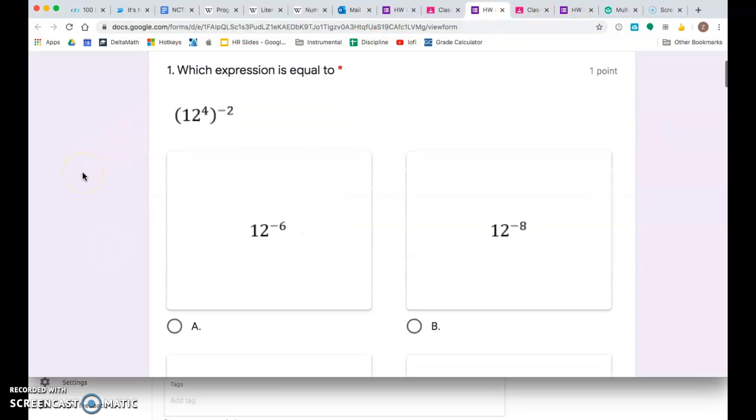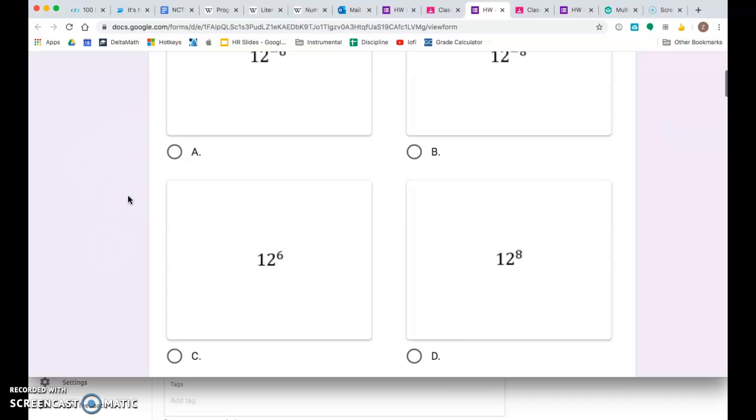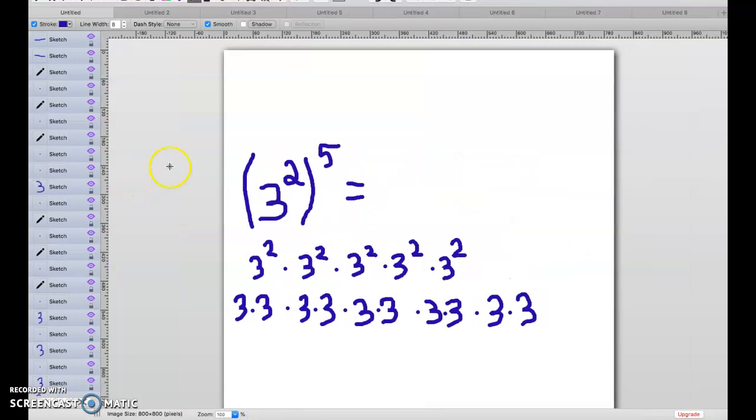So here's some help with question 1: which expression is equal to 12 to the 4th power to the negative 2nd power? You've got all these options. We need to talk a little bit about exponents. Here's an example: 3 to the power of 2 to the power of 5. Let's just think about this logically.